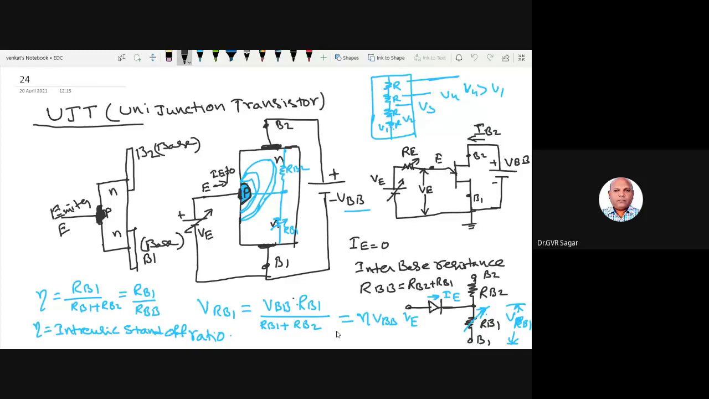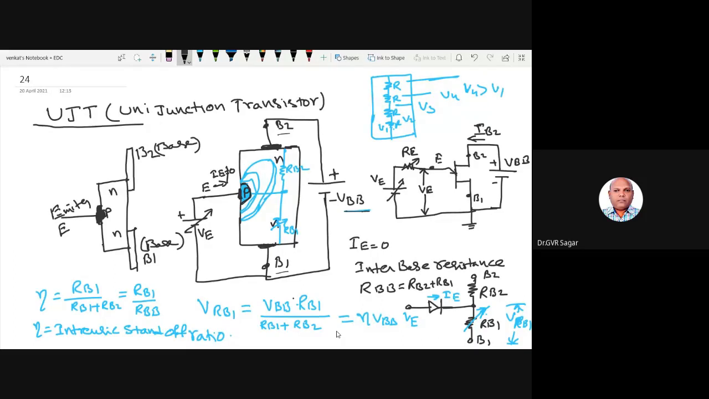So this will act as a PN junction here, and the emitter terminal is taken out here. Between the two ends of this N-type bar, we are calling this base 2 and this base 1. Between base 1 and base 2, we are applying a voltage of VBB.